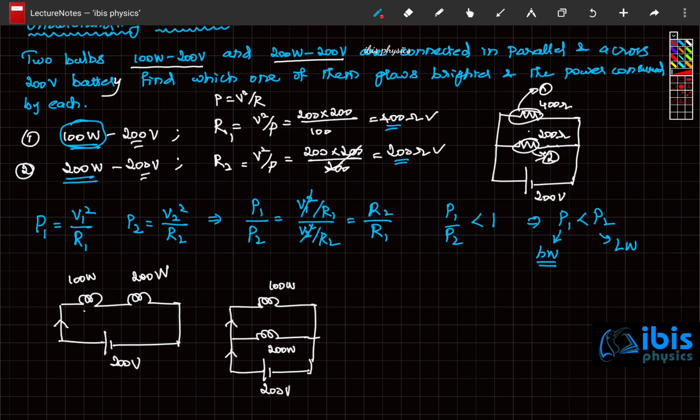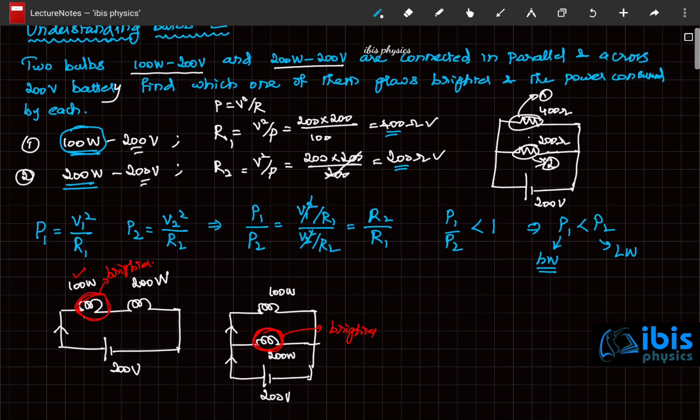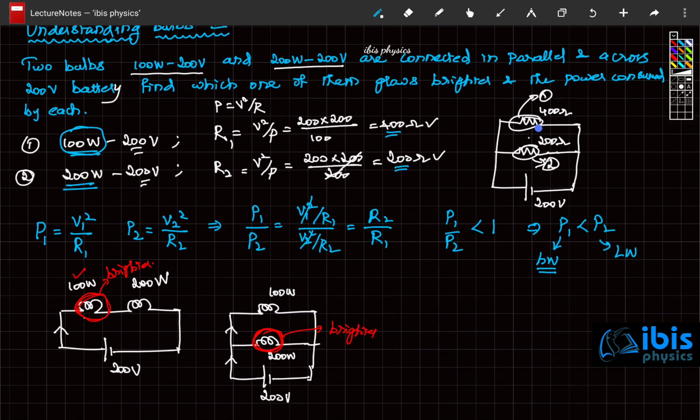So in series connection, this glows brighter, the bulb with less wattage. In parallel connection, the bulb with more wattage glows brighter. Here this one is brighter, and here this one is brighter. So this is how you calculate the powers. Now you can easily calculate the power in this problem.